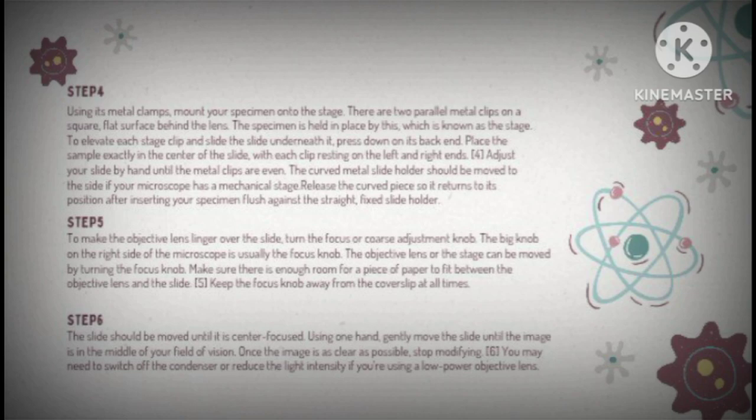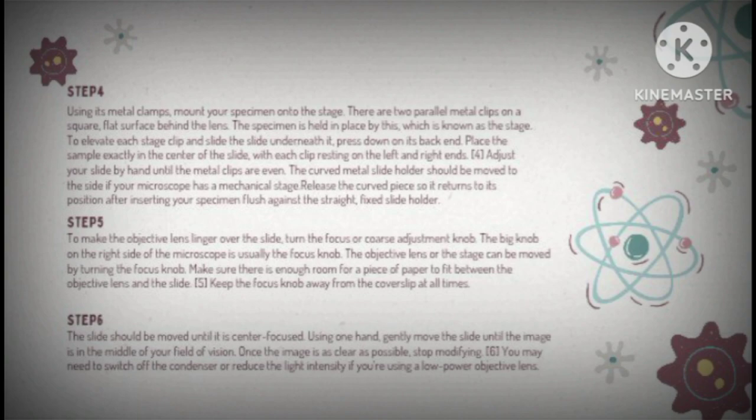The curved metal slide holder should be moved to the side if your microscope has a mechanical stage. Release the curved parts so it returns to its position after inserting your specimen flush against the straight, fixed side holder. Step 5. To make the objective's lens hover over the slide, turn the focus or coarse adjustment knob.